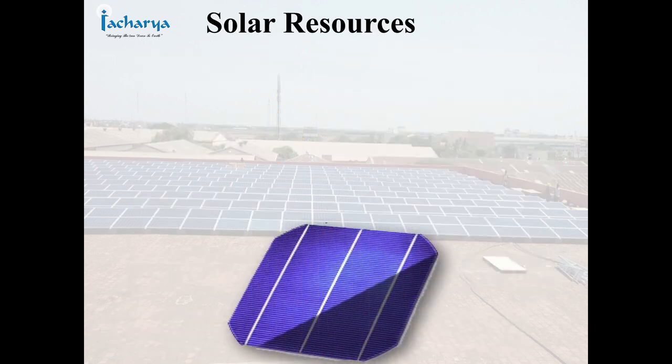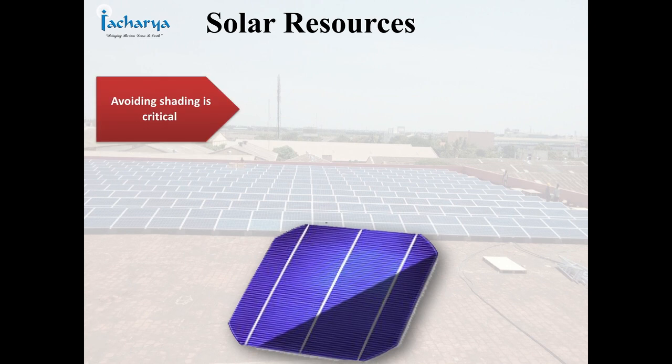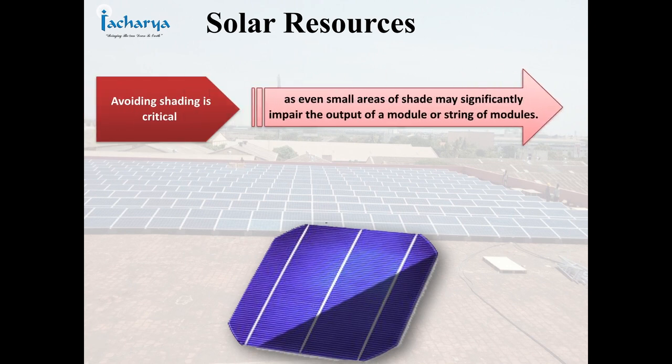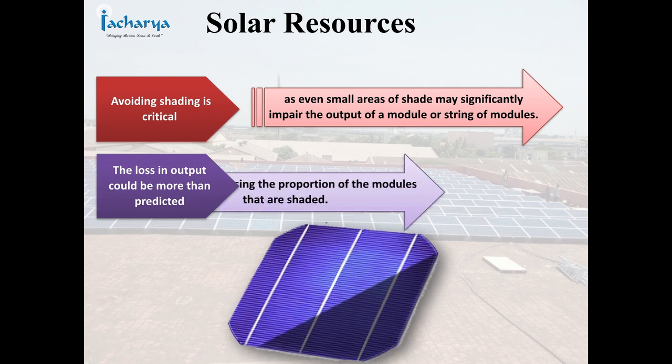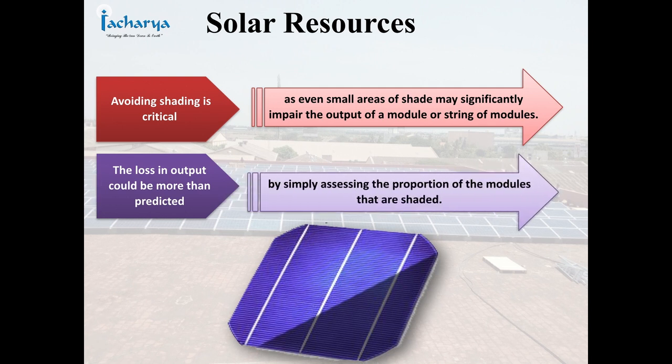Solar resources. Avoiding shading is critical, as even small areas of shade may significantly impair the output of a module or string of modules. The loss in output could be more than predicted by simply assessing the proportion of the modules that are shaded.